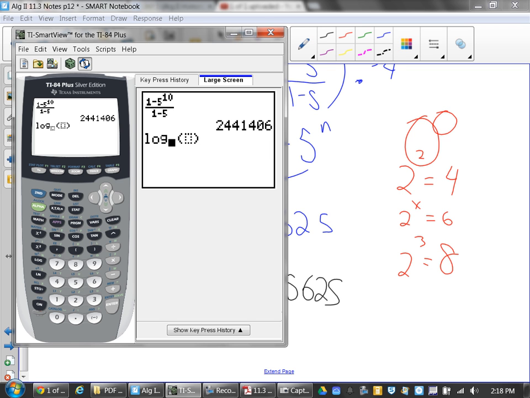What do you think I'm going to put there? What am I going to put in parentheses? 5. No, the giant number. It's 15,625. Why? That means 5 to the 6th power equals that big old number, 15,625.